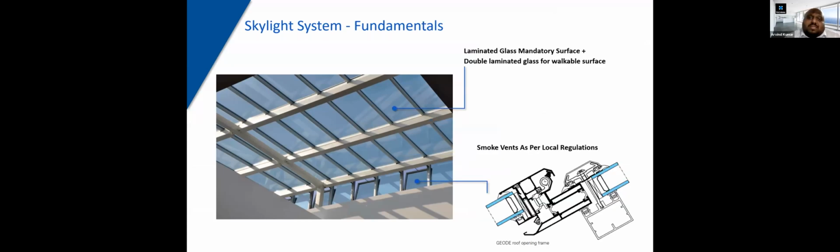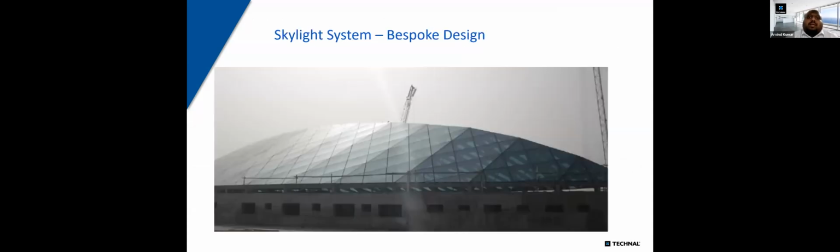You also need to consider laminated glass as mandatory for basic use. And if it's accessible, if it's a walkable surface, then you have to use double laminated glass. And smoke vents need to be used as per the local regulations. And we as Technal, we offer you all the guidance and all the systems required for this kind of smoke vents as well. And you also have bespoke designs on skylight.